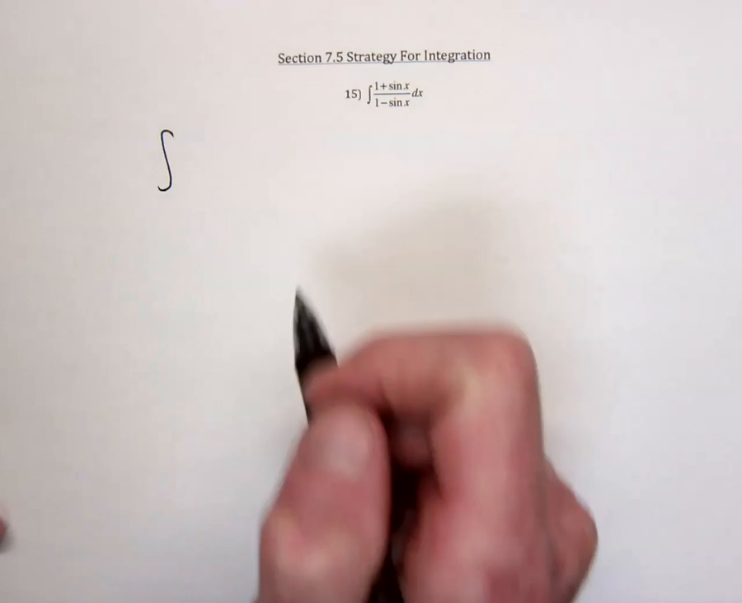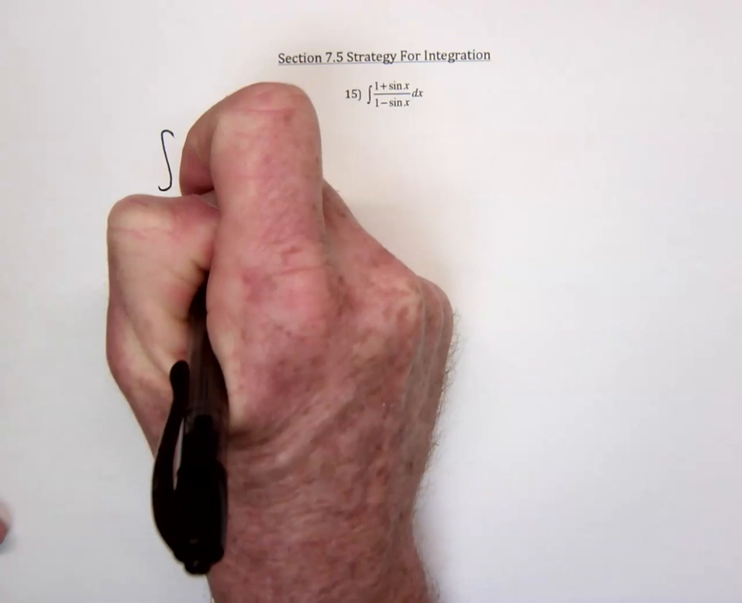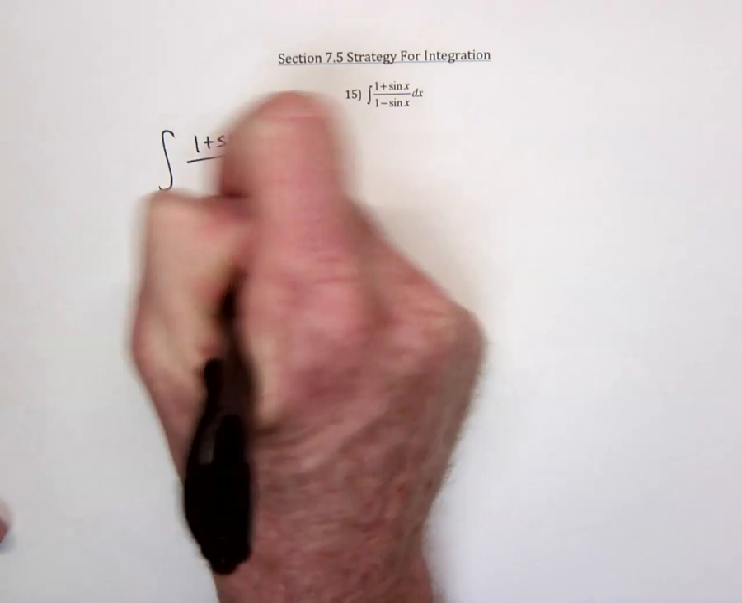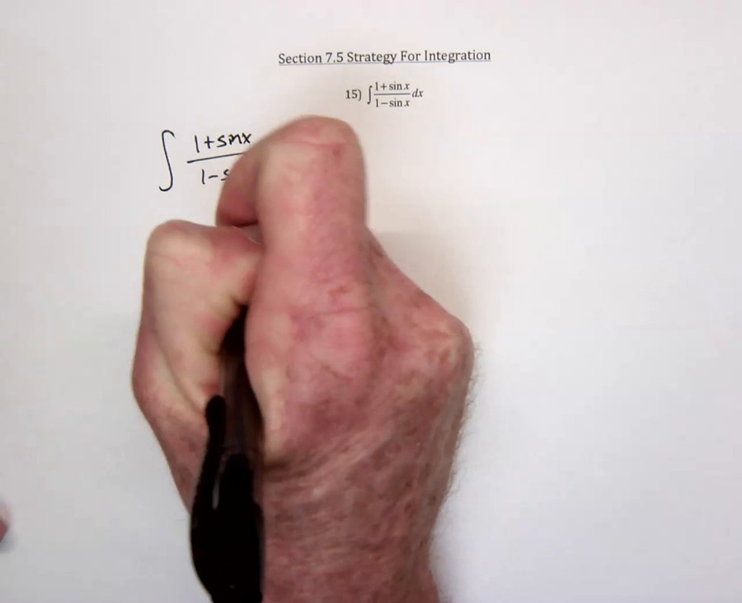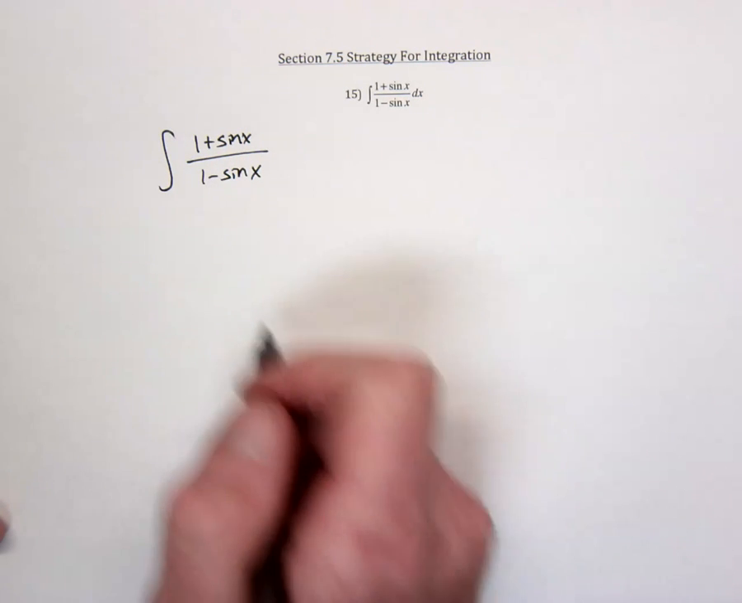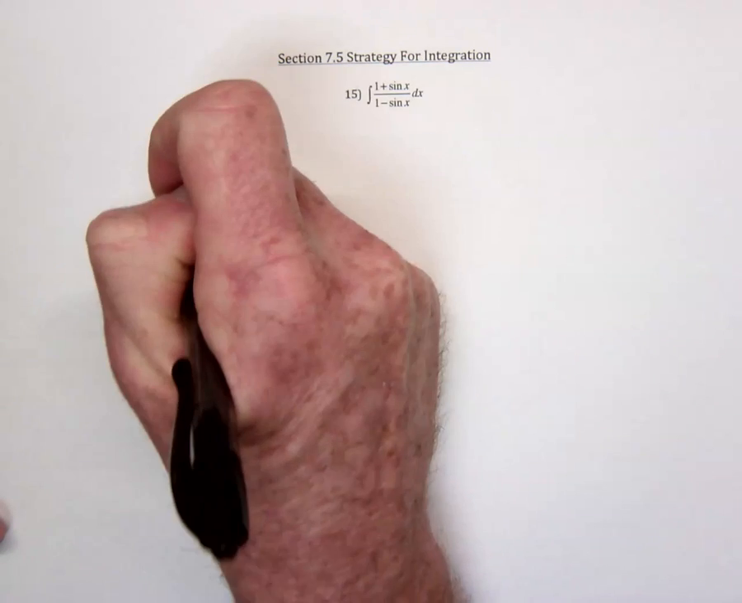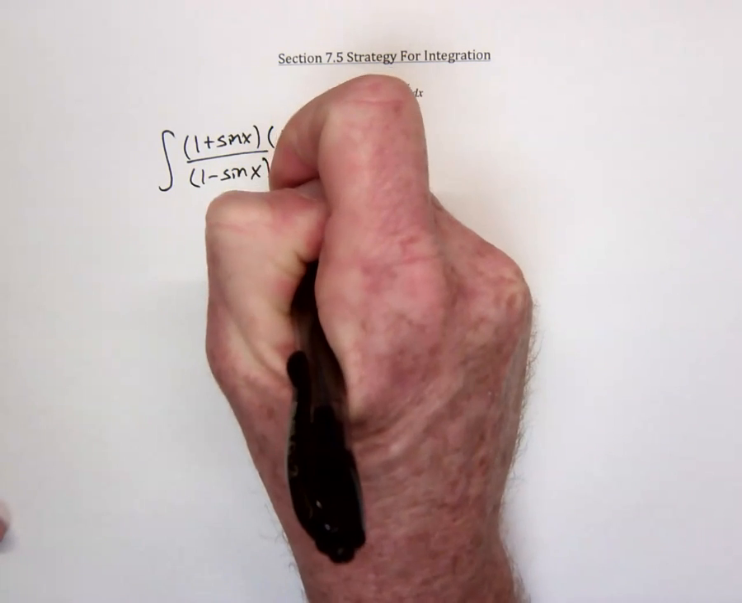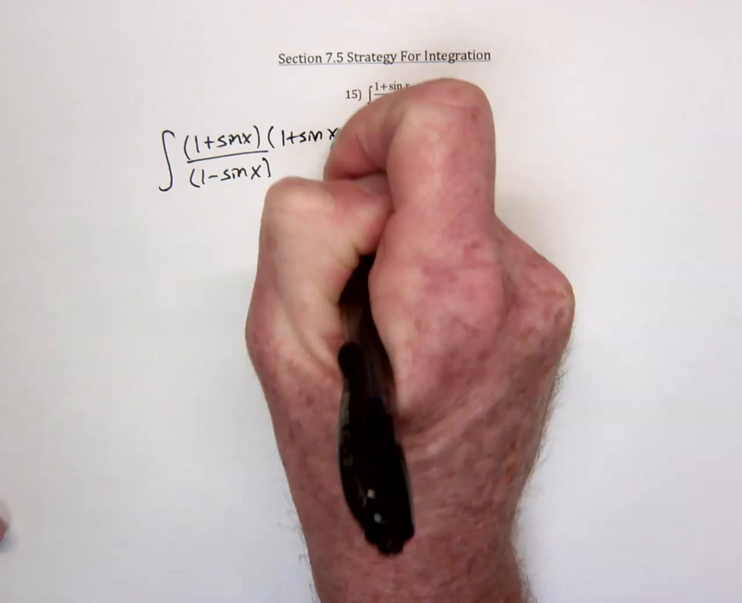So take the original problem and then multiply the top and the bottom by the conjugate of 1 minus sine of x, which is going to be 1 plus sine of x.